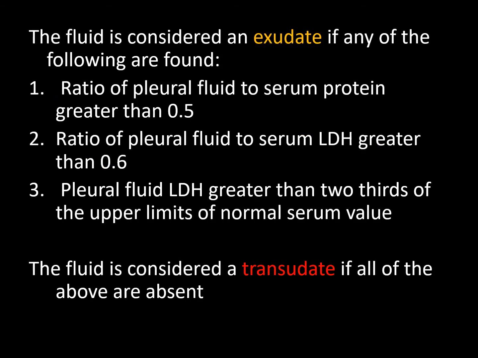The criteria are: the fluid is considered as exudative if any of the following is found. Ratio of pleural fluid to serum protein greater than 0.5. Ratio of pleural fluid to serum LDH greater than 0.6. Pleural fluid LDH greater than 2/3 of the upper normal limit of the serum value of LDH. If any one of above is present, then it is considered as exudative. If none of above is present, then the fluid is considered as transudative.